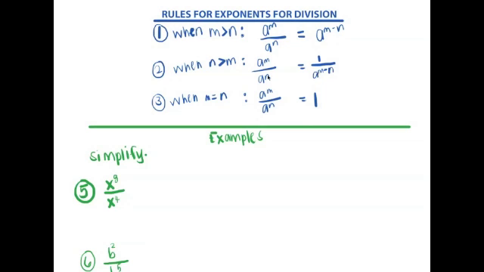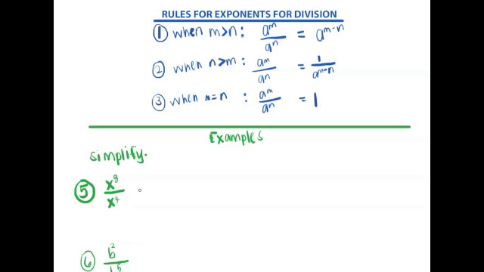So if the bottom exponent is bigger, that means we're going to have an answer that's a fraction, and that number, whatever it is when we simplify, is going to be on the bottom. So bottom exponent's bigger, bottom answer. And then number 3 is when both of the exponents are equal, and both of your bases are the same, you just get 1.